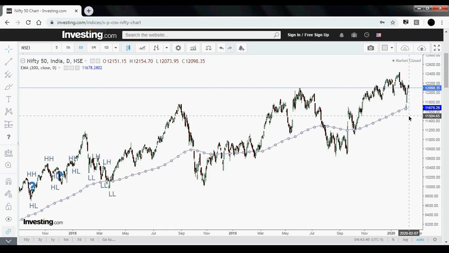That is the reason we want to have some kind of mechanical system to identify the trend. So as per Dow theory, there are 3 kinds of trend. One is long term trend, which is 1 year and above. Then there is intermediate term trend, which is 3 weeks to 3 months, and then we have the short term trend, which is below 3 weeks.